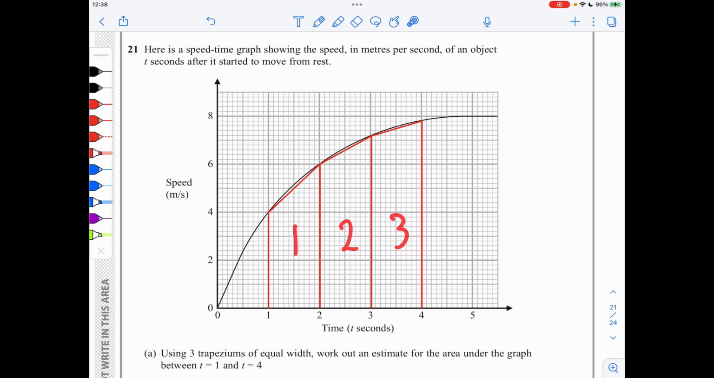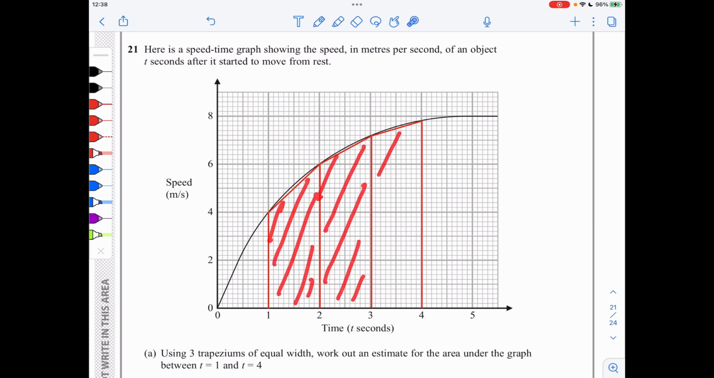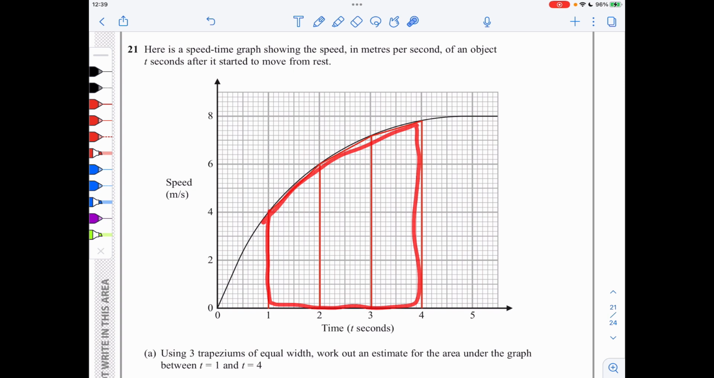And we know that if we calculate the areas of the 3 trapezia and add them up, then we will be getting an estimate for the area under the graph between t is 1 and t is 4. I start by identifying the heights, so it's 4, it's 6, it's 7.2, and then it's 7.8.